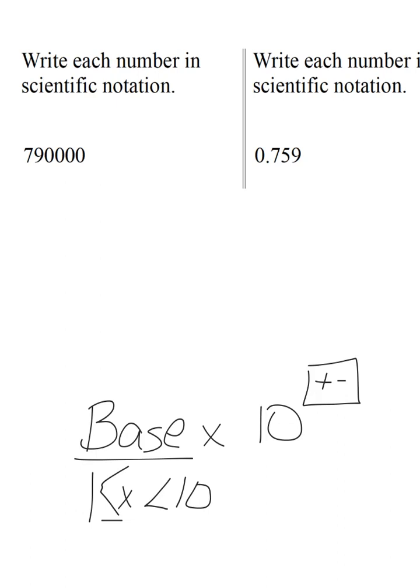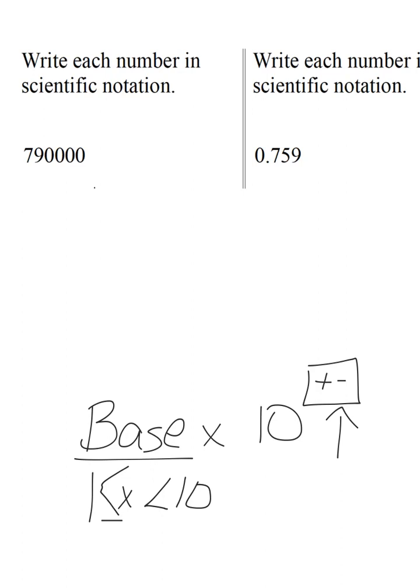Okay? Now let's look at our exponent. Our exponent, if the number starts out large, a number bigger than 1, that's going to have a positive exponent. If the number starts out smaller than 1, that's going to have a negative exponent. All right, let's look at our first example.